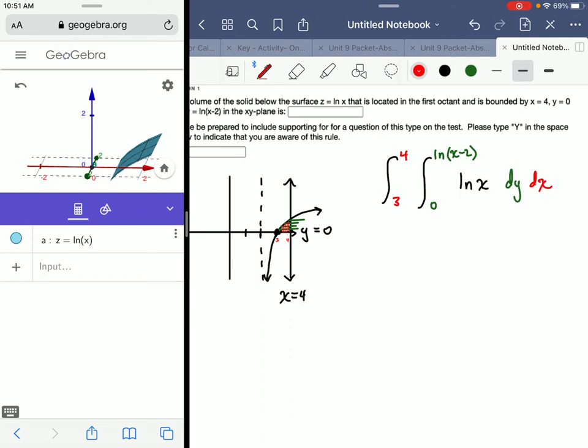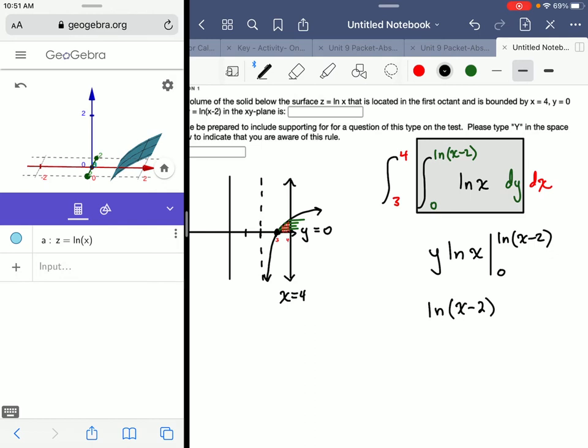Now as far as integrating with respect to y, I think that's probably okay to leave as is. It's definitely okay, because when you integrate an x function with respect to y, we're just slapping a y on it. So this is y ln of x over the interval of 0 to the natural log of x minus 2. Pop in a 0, you're going to get a 0, so I'm not worried about the lower bound. So we're looking at ln of x minus 2 times ln of x, integrated over the interval of 3 to 4 with respect to x.